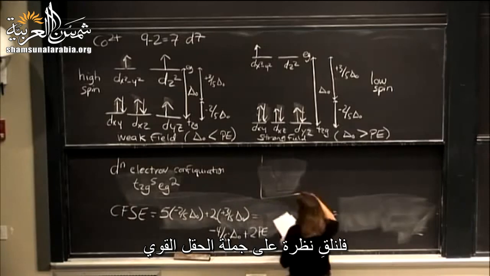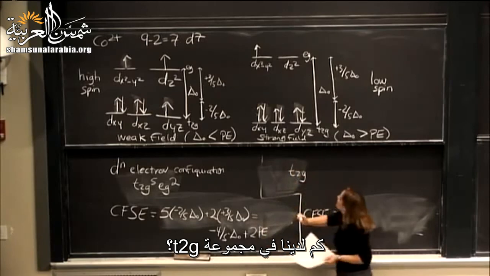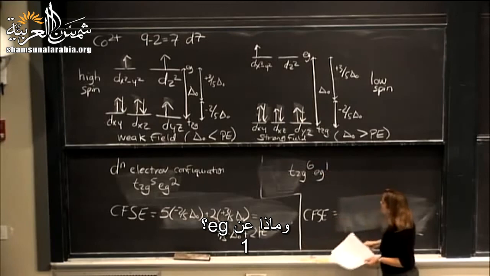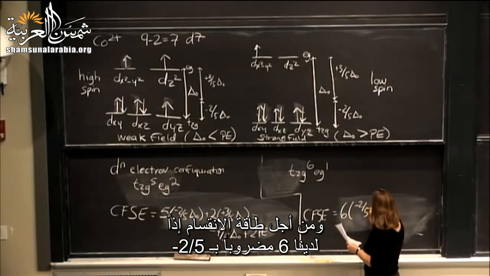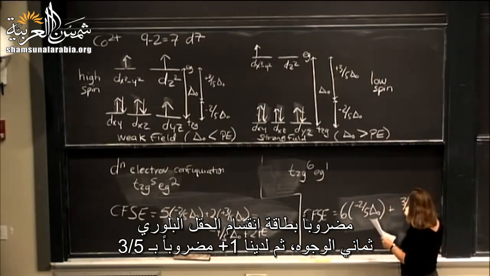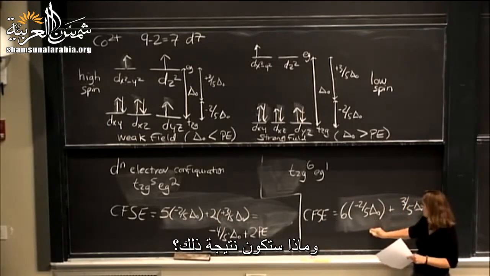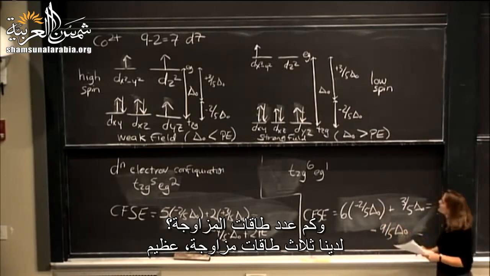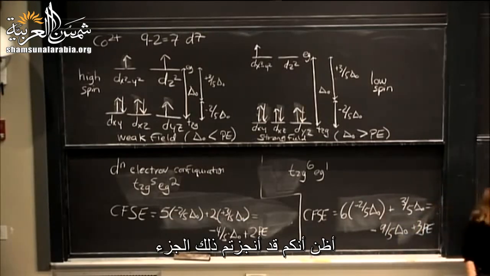All right, so let's look at our strong field system. How many do we have in our t2g set? 6. What about eg? 1. And for our splitting energy, then we have 6 times minus 2/5 times the octahedral crystal field splitting energy plus 1 times 3/5. And what is that going to equal? Minus 9/5. And how many pairing energies? 3 pairing energies. Great.